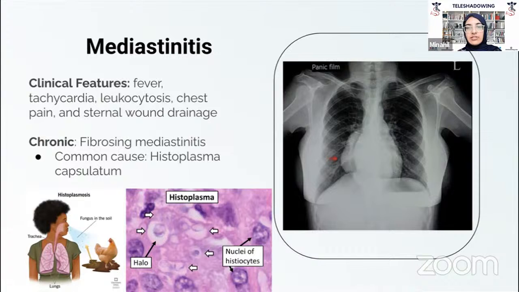So the clinical features include fevers, tachycardia, leukocytosis, chest pain, and sternal wound drainage. But essentially, chronic mediastinitis is also known as fibrosing mediastinitis. It's characterized by the increased proliferation of fibrous and basically collagenous tissue in the mediastinum.